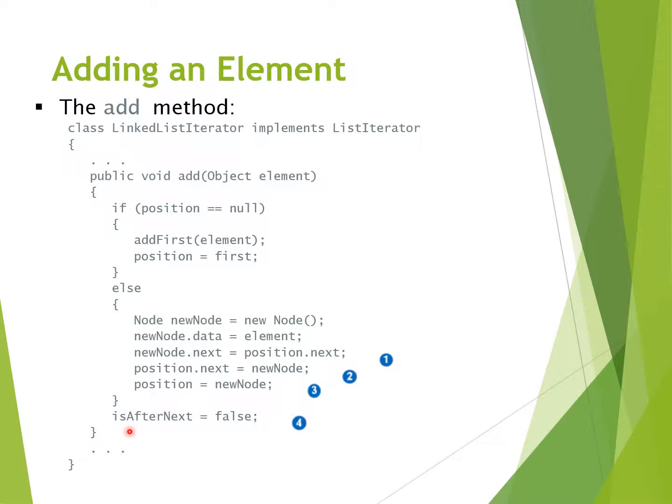Now, what should we do with the isAfterNext flag? We need to set the isAfterNext flag equal to false, so that we disallow a subsequent call to the remove or set method without calling the next method first.